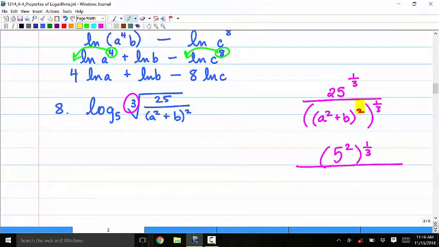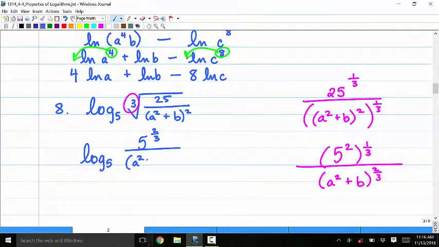Down here, do you see I have a power to a power? What power will that be? To the 2/3. Good. So I have a squared plus b to the 2/3. Same reason, what's up here? 2/3? Okay. I have log base 5 of 5 to the 2/3 over a squared plus b to the 2/3.